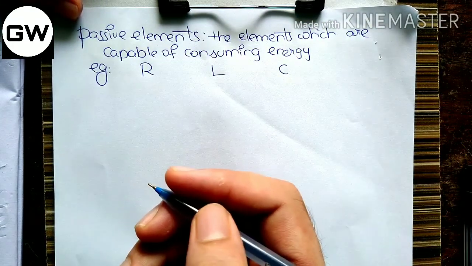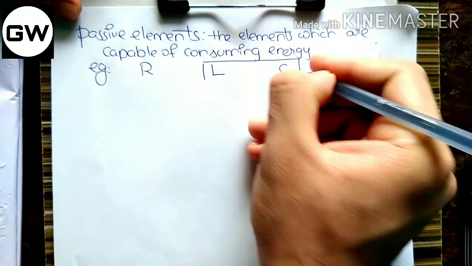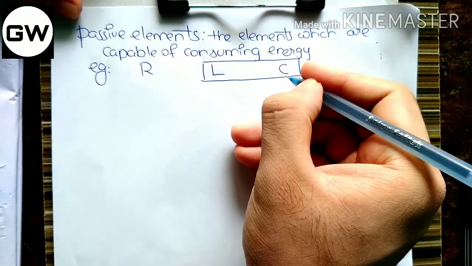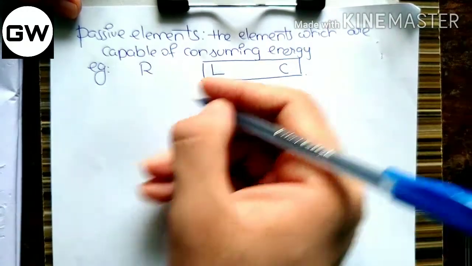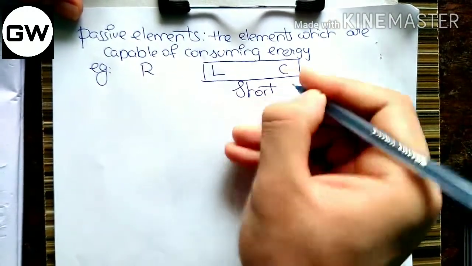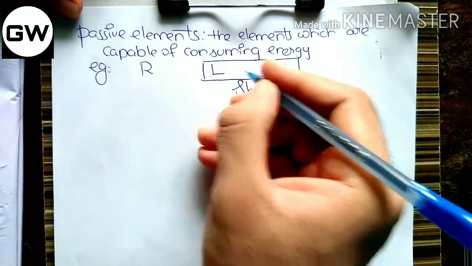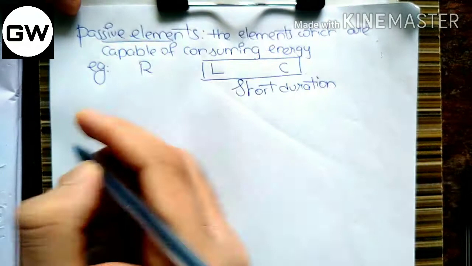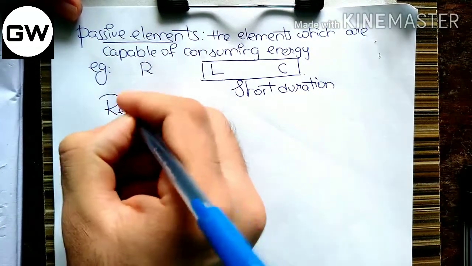Here you may get the doubt, why we are considering the inductor and the capacitor in this category. They are used to store the energy and they can supply the energy, right? But this is done only for a short duration of time. So we'll be considering these two also in the passive elements category. We'll be discussing the resistor in detail first.